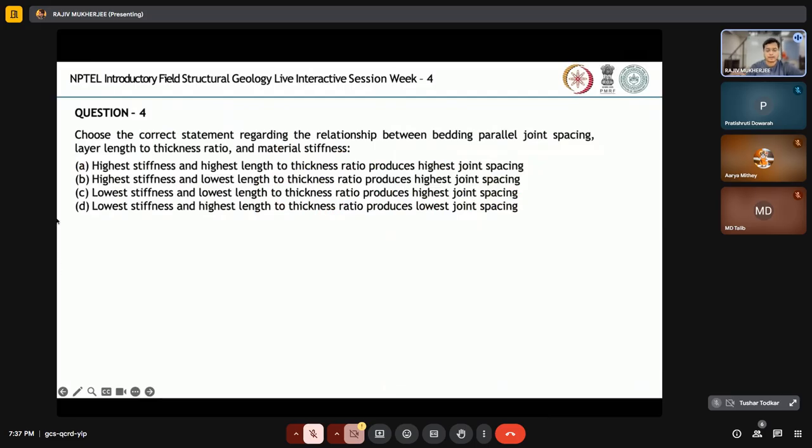Okay, so moving on to the next question, question number 4. Choose the correct statement regarding the relationship between bedding parallel joint spacing, layer thickness ratio, layer length to thickness ratio, and the material stiffness. The options are: A, highest stiffness and highest length to thickness ratio produces highest joint spacing; B, highest stiffness and lowest length to thickness ratio produces highest joint spacing; C, lowest stiffness and lowest length to thickness ratio produces highest joint spacing; and D, lowest stiffness and highest length to thickness ratio produces lowest joint spacing.